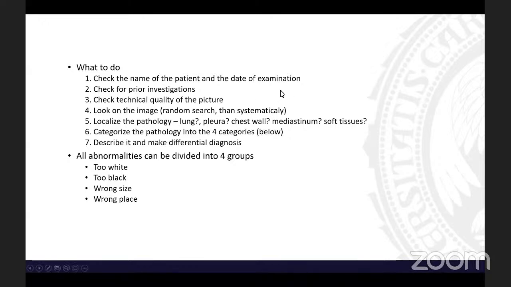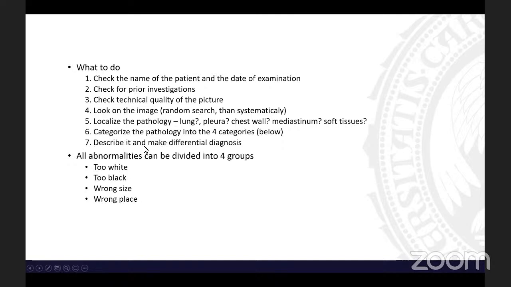So when you find a pathology, so something is out of place, we usually localize it, and that's actually a problem. Sometimes it can be anywhere. It can be a chest wall, skin, for example, or lung, or somewhere. So we try to locate it. There are some ways how to locate it. I will show you some of them in due time. And then there is actually a good thing: when you find a pathology, you try to categorize it into these four categories I will give you now, and then we just describe it.